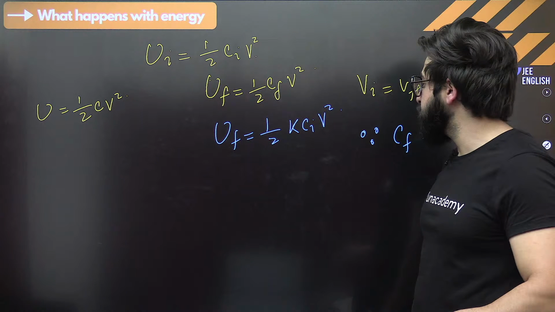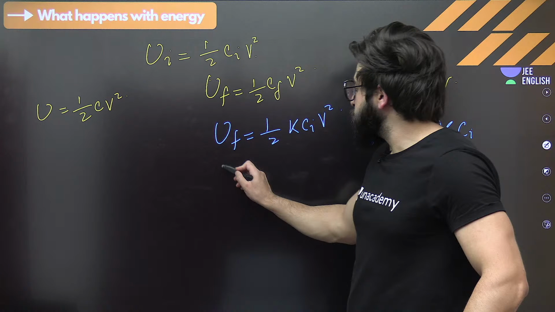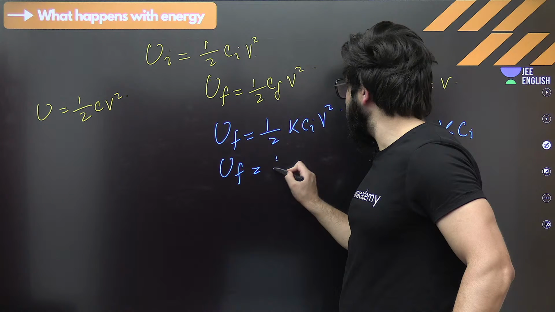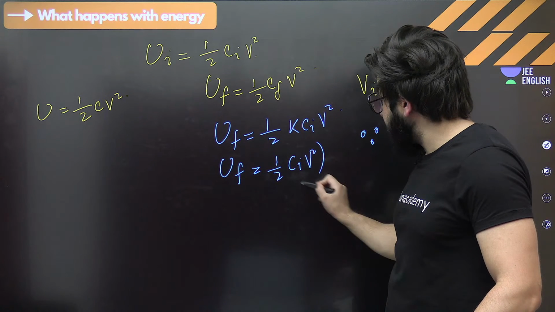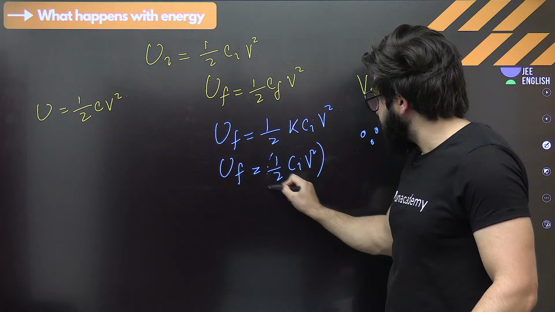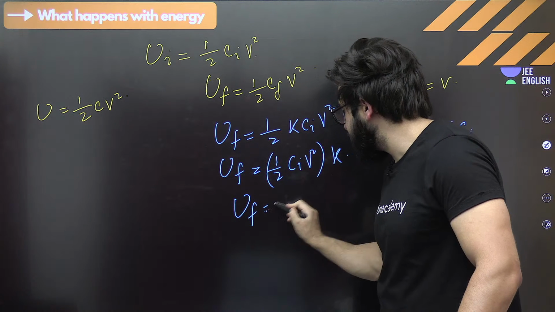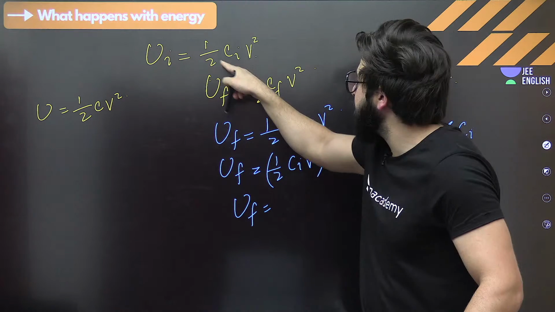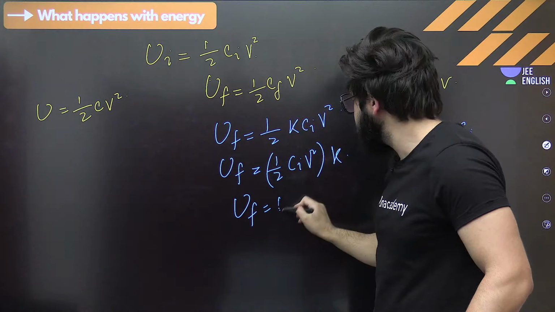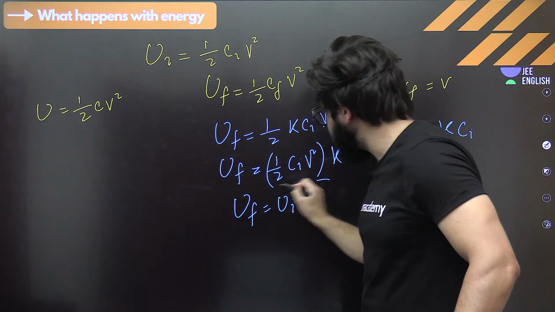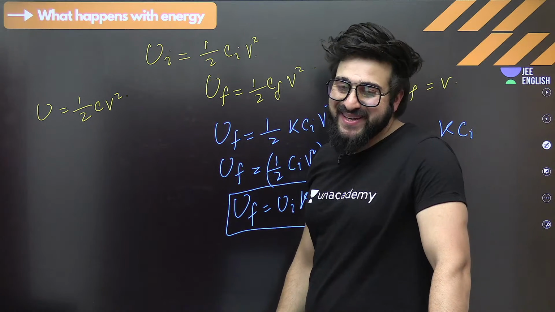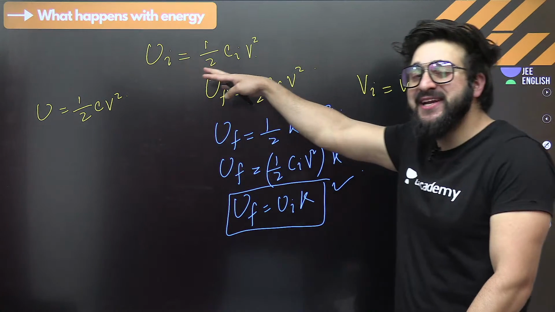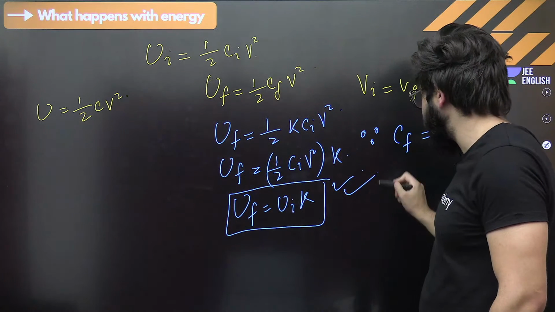So this UF will be nothing but 1 by 2, and this will be CI and V square, and I'll take this K out. So can I just write UF will be 1 by 2 CI V square? Instead of this, I'll put this UI multiplied by this K. So basically, this energy is being increased by K times when the battery remains connected.